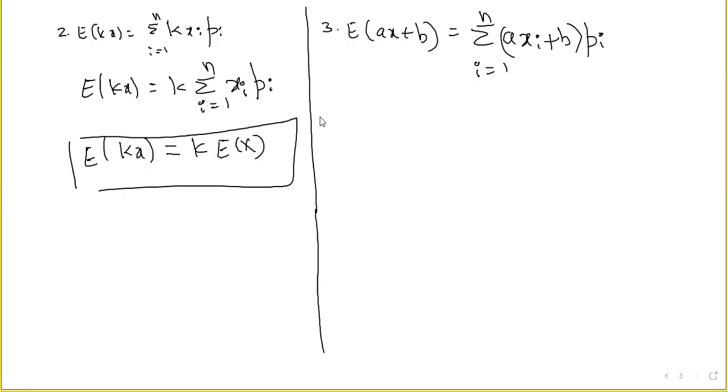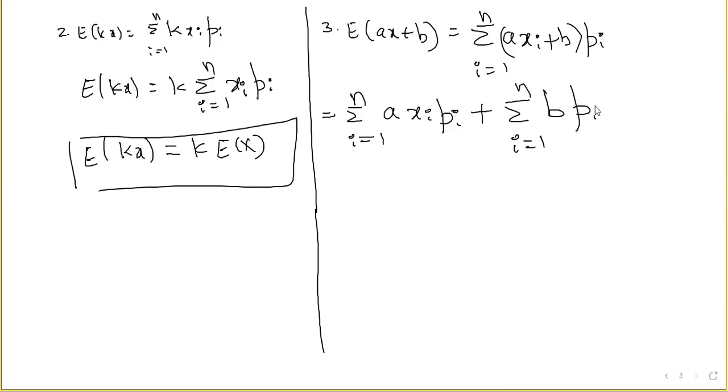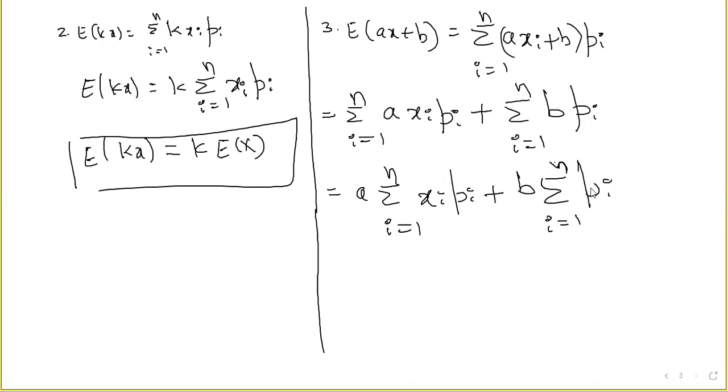By using basic definition. Now equal to summation i running from 1 to n. So apply pi inside. So that will be a into xi pi plus then summation i running from 1 to n b into pi. So here a is a constant. We'll take outside the summation sign. So a into summation i running from 1 to n xi pi plus b is again a constant, I mean real constant. So we'll take outside the summation sign. So summation i running from 1 to n pi, right?